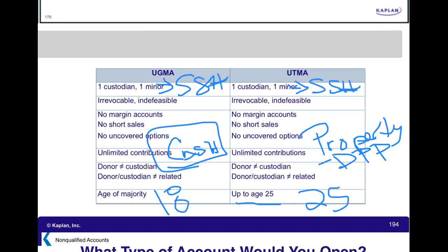There's no special permission that must be given for an UGMA or an UTMA account. Typically on the test, it'll say something like, John wants to put money away for his nephew. Which of the following is true? Does he have to ask the parents for permission? No. Does he have to get court allowed privileges? No. There is nothing that must be done. You can simply open this type of account for any child.